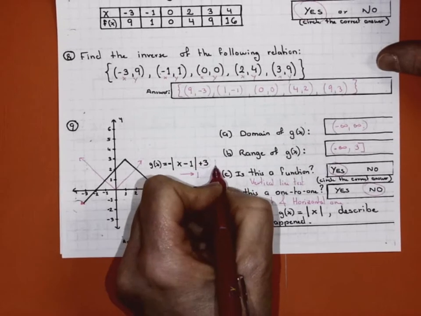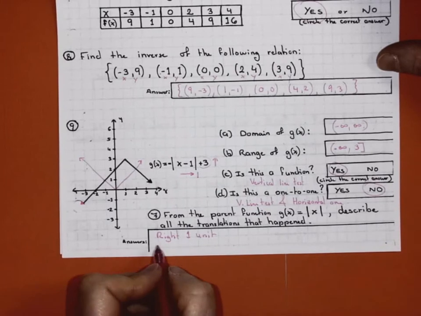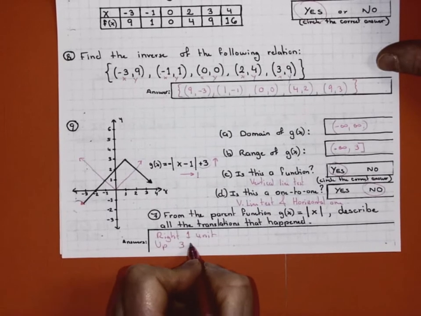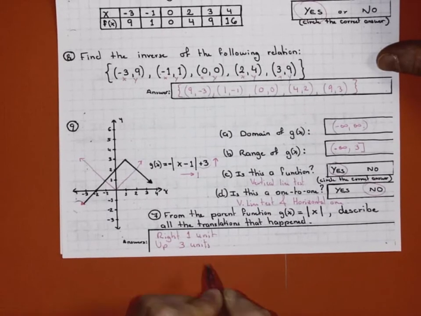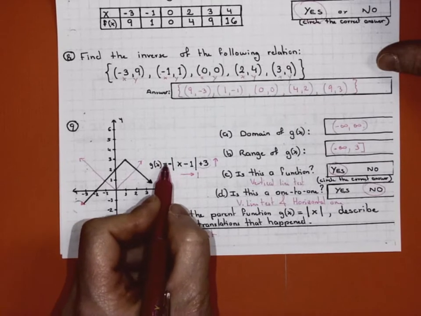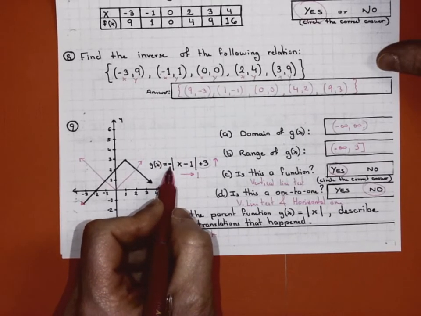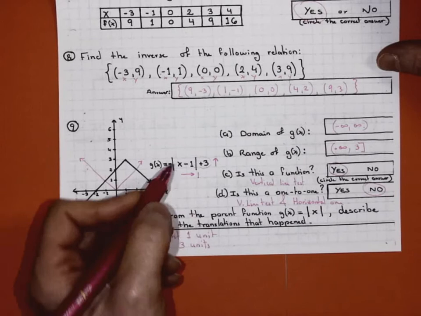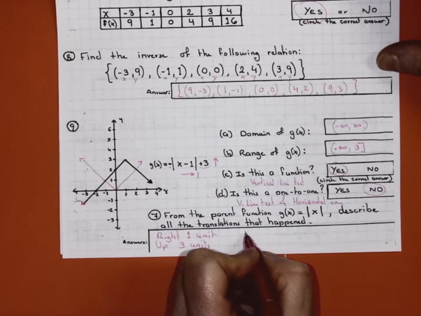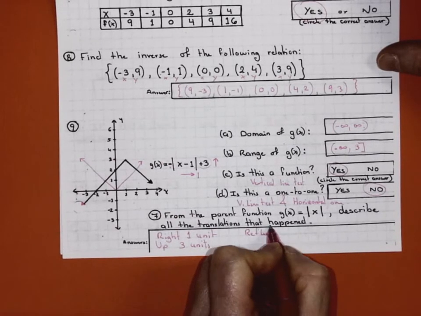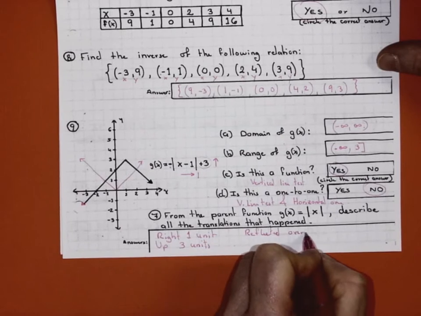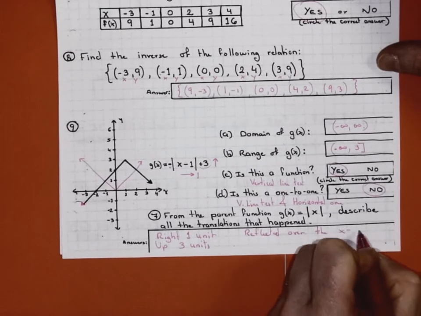Plus 3 is outside. Outside, what you see is what you get. So it goes up 3 units. And then we have a negative in the very front here, and those are your reflections over the x-axis. So we're reflected over the x-axis.